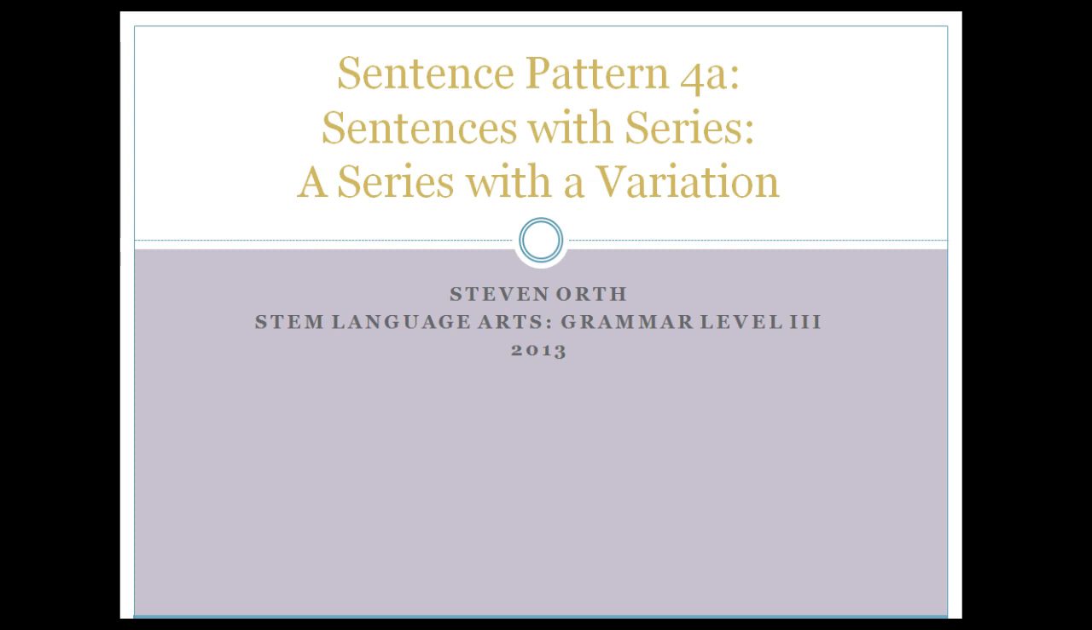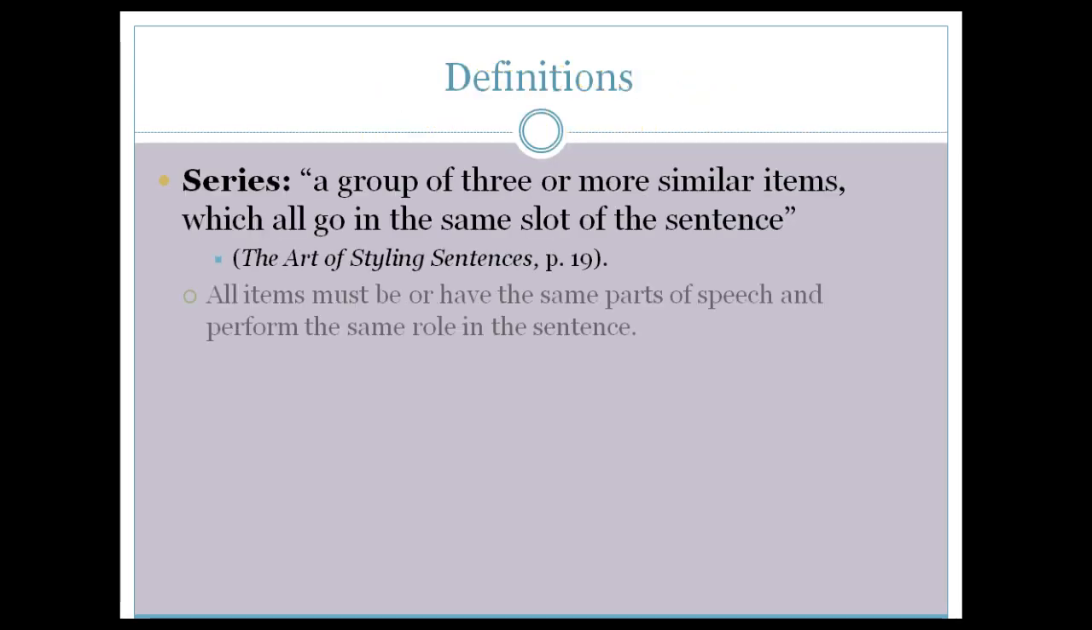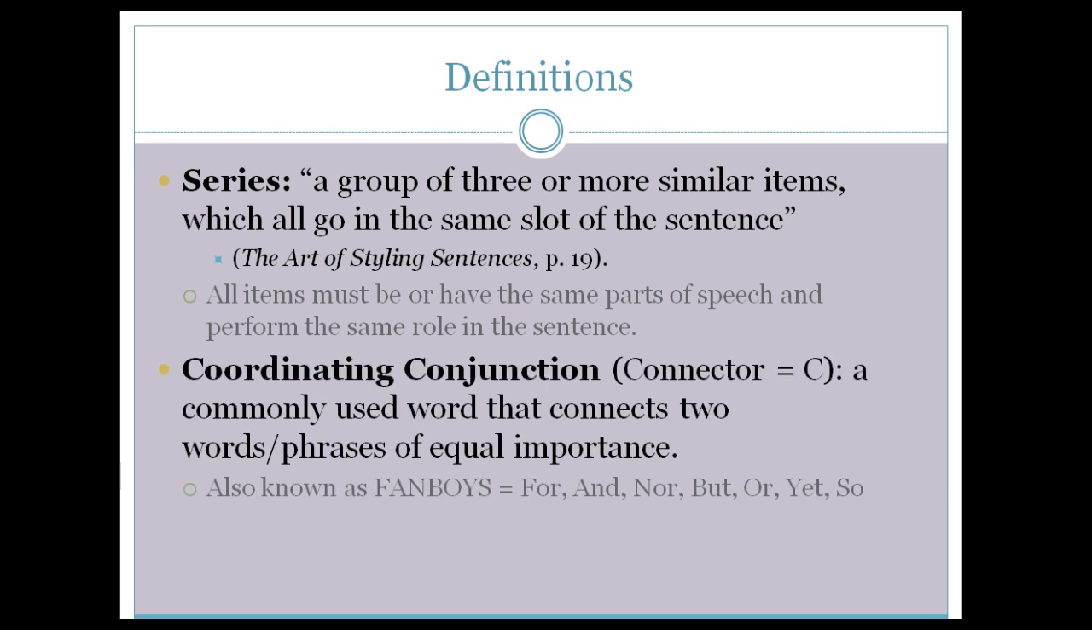Sentences with series. This is now a series with a variation. So again, similar to what we did in the last set. Again, we'll restate the definition of a series as a group of 3 or more similar items which all go in the same slot of the sentence. In this case, we're just reminding you that all items must be or have the same parts of speech and perform the same role in the sentence. Coordinating conjunction continues to be the connector we use for this purposes.